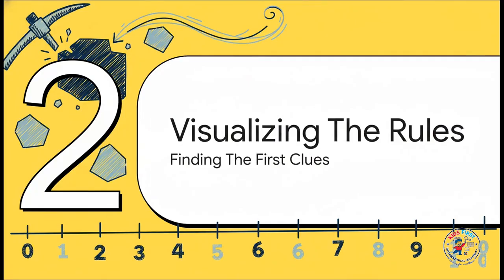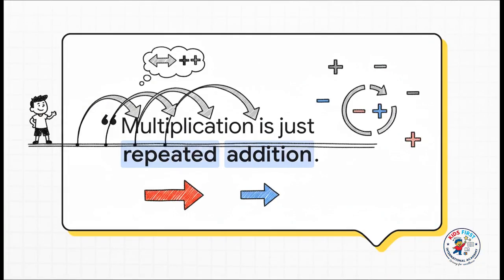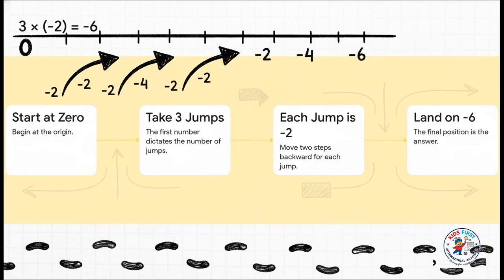All right, let's start digging into this mystery. And we're going to start with a rule that feels a little more, well, normal. We'll use a classic tool to help us out, the number line. A really simple way to think about multiplication is just as repeated addition, or as a series of identical jumps. The first number tells us how many jumps to take, and the second one tells us the size and direction of each jump. So, for 3 times -2, we start at 0 like always.